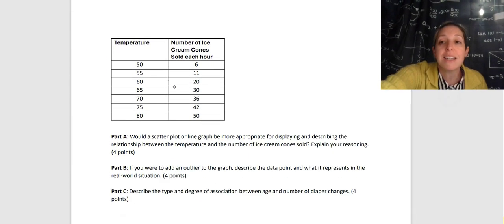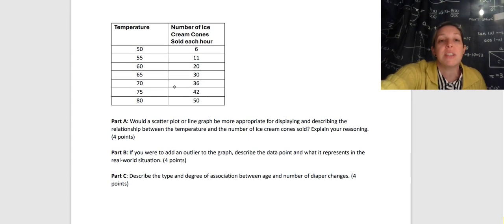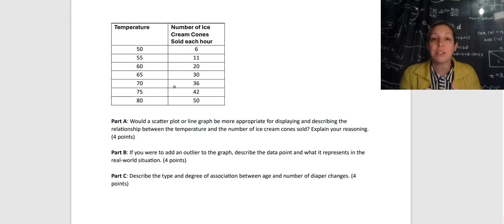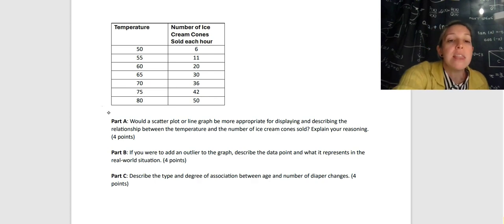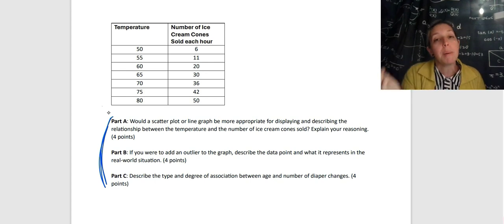The last essay question that you're going to have is going to give you a table and ask you some questions about that table. This is very similar to the third quiz you took, 5.03. There were some questions that looked a lot like this on there. This is not the exact question you're going to have. These questions are the same, but your table is going to look different.